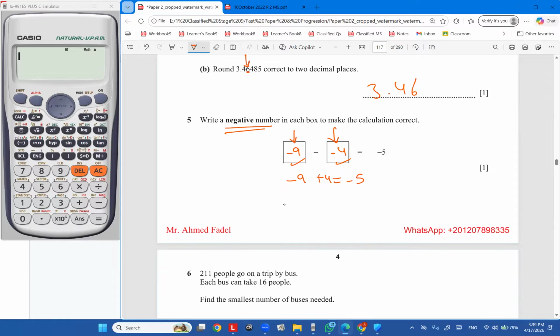You could have chosen negative 10 and, for example, over here, negative 5. So negative 10 minus negative 5 is going to be fine. Okay?